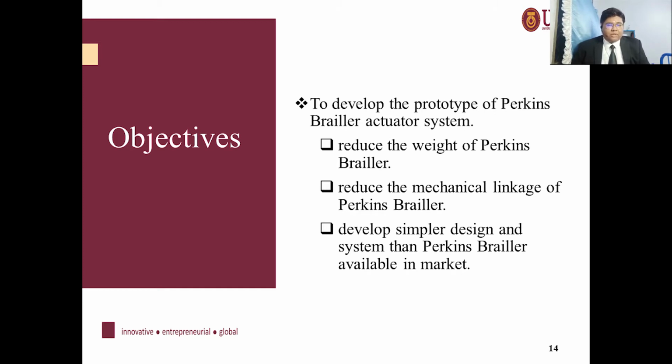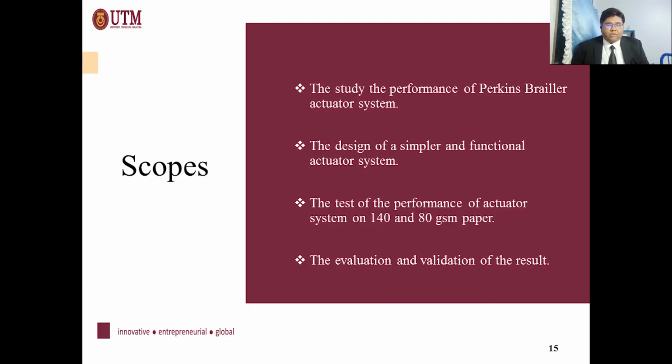it is to develop the prototype of the Perkins Brailler actuator system, which can reduce the weight of the Perkins Brailler, reduce the mechanical linkage of the Perkins Brailler, and develop a simpler design and system than the Perkins Brailler available in the market. The scope of this project is the study of the performance of the Perkins Brailler actuator system, the design of a simpler and functional actuator system, the test of the performance of the actuator system on 140 GSM and 80 GSM paper, and the evaluation and validation of the result.